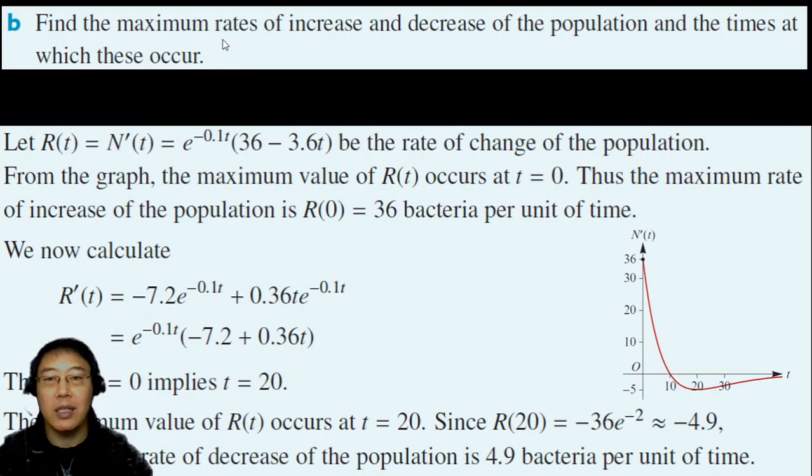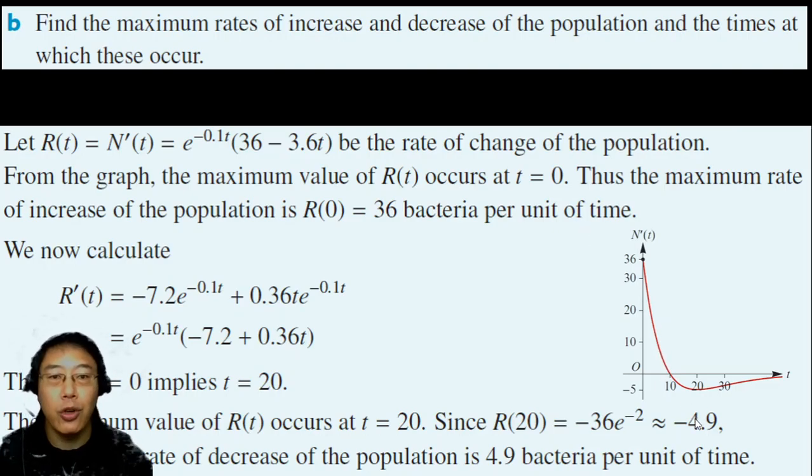So to find the maximum rate of increase and decrease of the population and the times at which they occur, we have that function. That's our derivative here. We're going to call it r of t. From the graph, you can see that's the highest value, and it happens at the y-intercept, so when t equals 0. The maximum rate of increase of the population is 36. That's the value you read. Remember, it's the derivative, so it's the number of bacteria per unit of time. It's a rate of change.